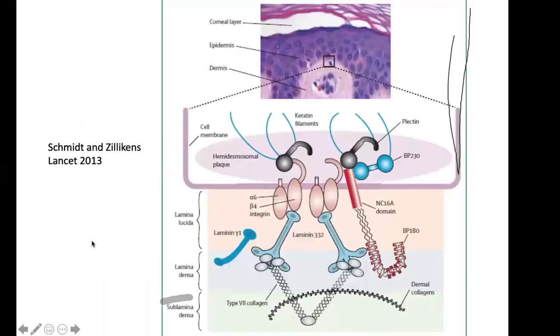So what is the antigen in lichen planus pemphigoides? It's very limited to this NC16A domain of BP180. BP180 is also known as type 17 collagen. It plays a very important role in mucous membrane pemphigoid. But in lichen planus pemphigoides, it's this NC16A domain of BP180 that acts as the antigen.